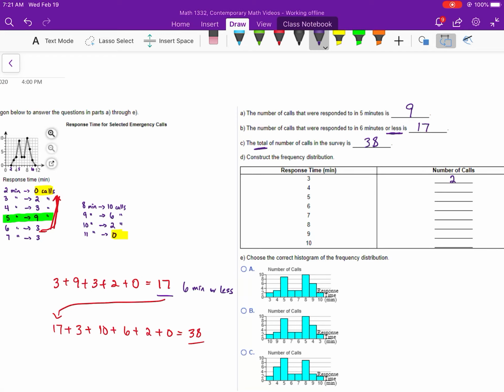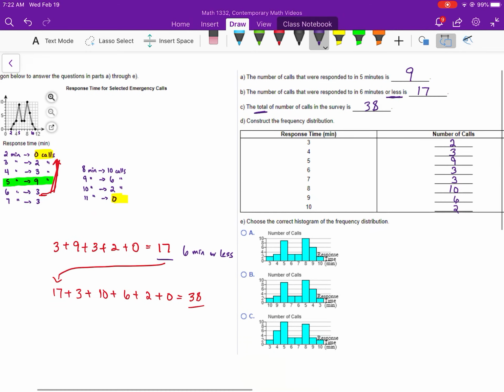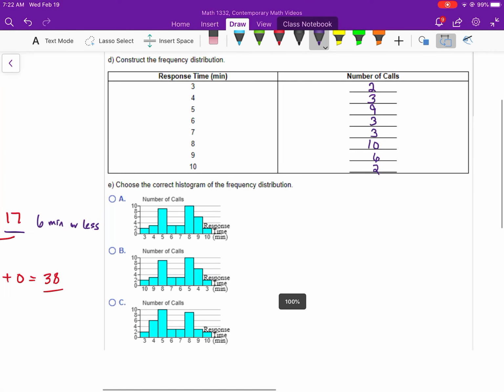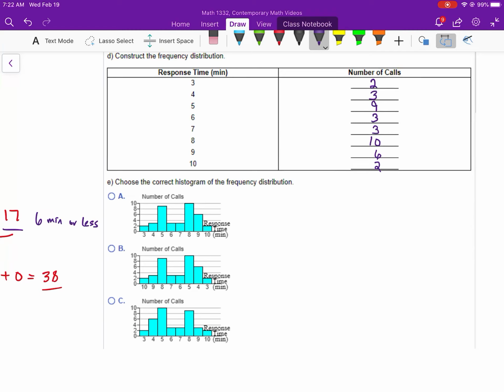4 minutes we have 3 calls. 5 minutes we have 9 calls. 6 minutes we have 3 calls. 7 minutes, we also have 3 calls. 8 minutes, we have 10 calls. 9 minutes is at 6 calls, and the last one, 10 minutes, is 2 calls. We found that information earlier just by looking at our graph, and now we're just filling it in. The last question is that we need to determine the correct histogram for this frequency distribution.